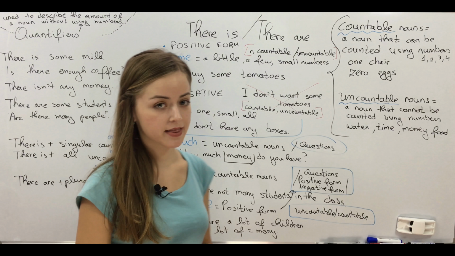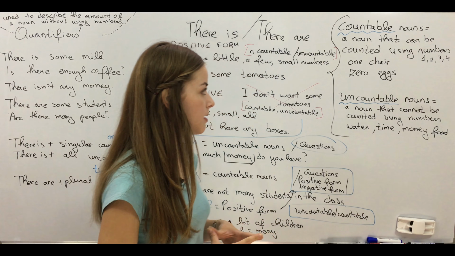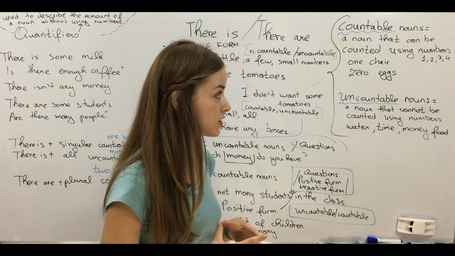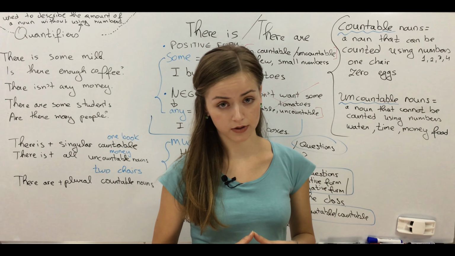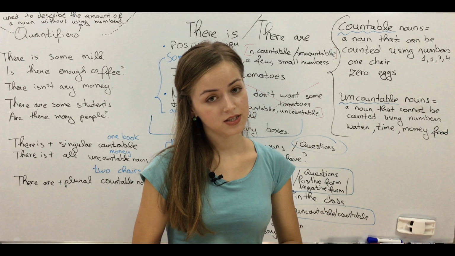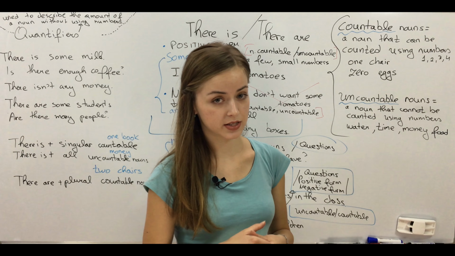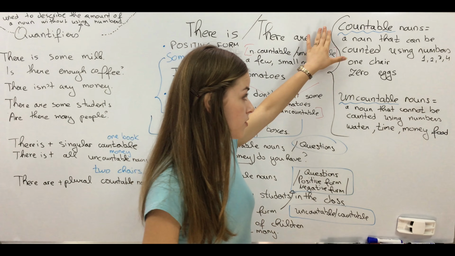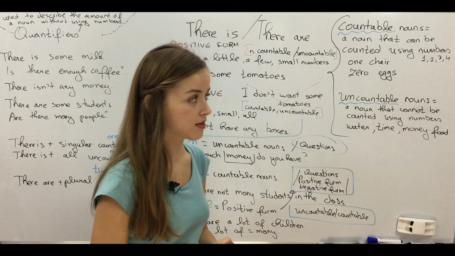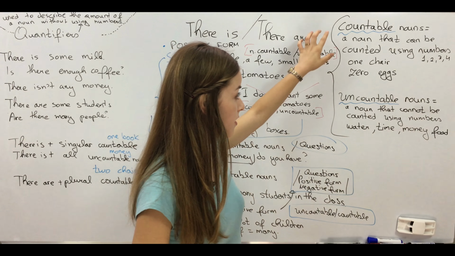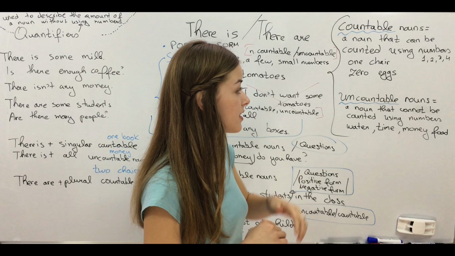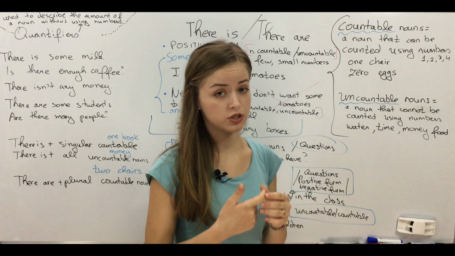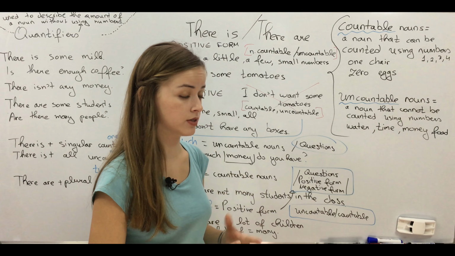But before we explain that, let me explain something else that is very important to understand the quantifiers. So countable and uncountable nouns. For some students it is very difficult when they learn English to understand that part, but it's not that difficult. Countable nouns, so there is a rule, a definition. What are they? They are nouns that can be counted by using numbers. For example, 1 chair or 0 eggs, 2 books, and so on.